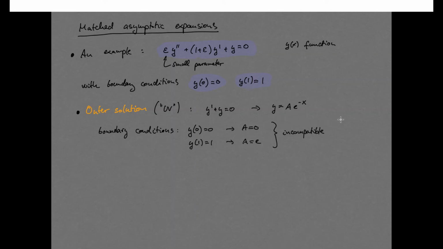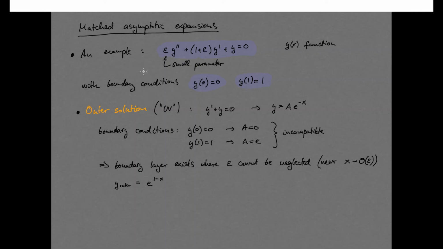Okay, so let's investigate these boundary conditions. Can we satisfy both of them? Well, if y of 0 is equal to 0, that means that this constant a has to vanish, and if y of 1 is equal to 1, then a has to be equal to e. So we see that these two boundary conditions are incompatible. The outer solution in itself cannot satisfy both boundary conditions. So there has to be a boundary layer somewhere where the epsilon perturbation of this differential equation cannot be neglected.